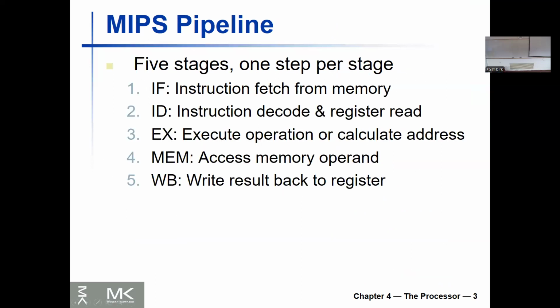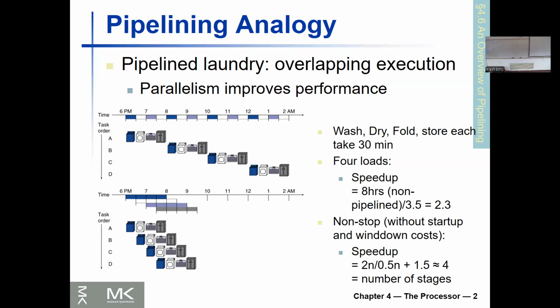What is it, 2n? 2n just means 2 because it's 2 hours in our case. And n is how many loads we have, 4. So it's like 8. 8 divided by a half of 4, which is 2. 8 divided by 2 is 4, plus 1.5 is 5.5. And they're saying 5.5 is approximately 4. But the point is, they're trying to say it's the number of stages.